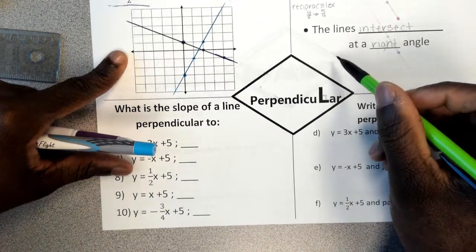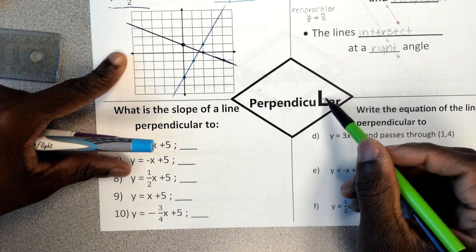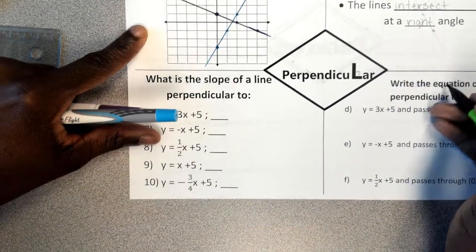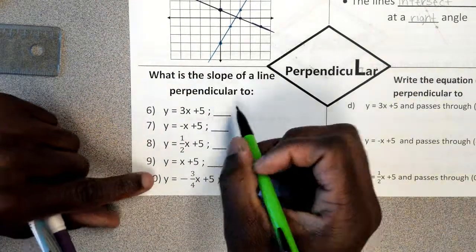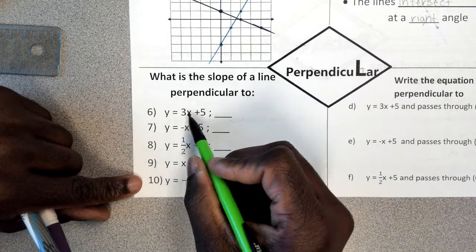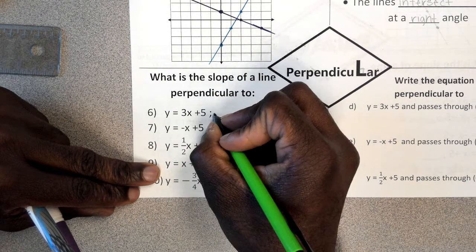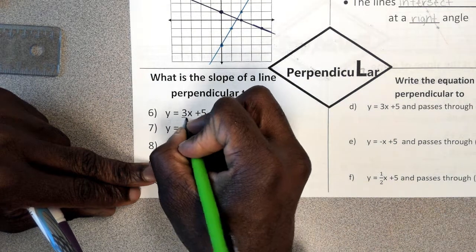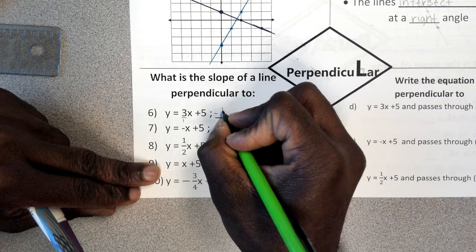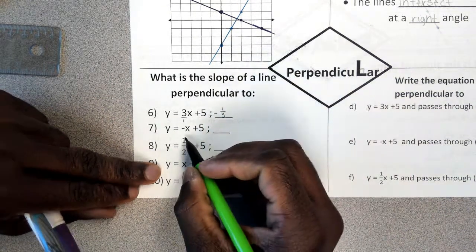So remember, perpendicular means lines that intersect at a right angle. So I'm looking at these problems. What is the slope of a line perpendicular to 3x plus 5? That's a positive, so we know it's going to be negative. Then we put this over 1, so it'll be negative 1/3.